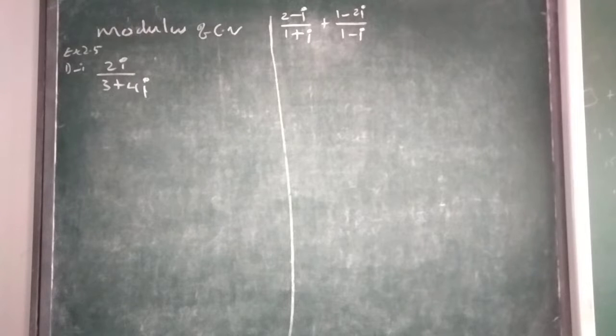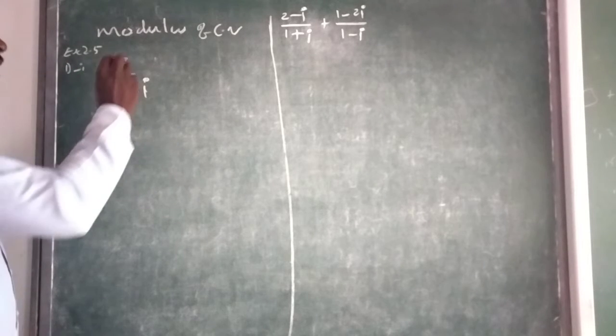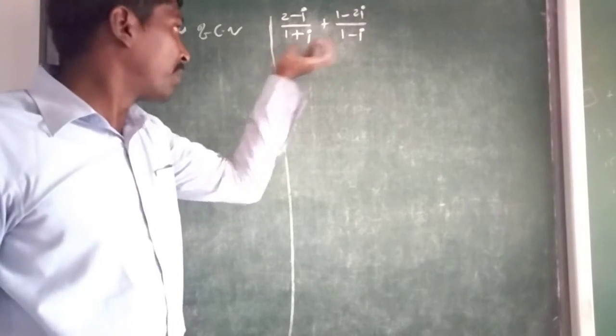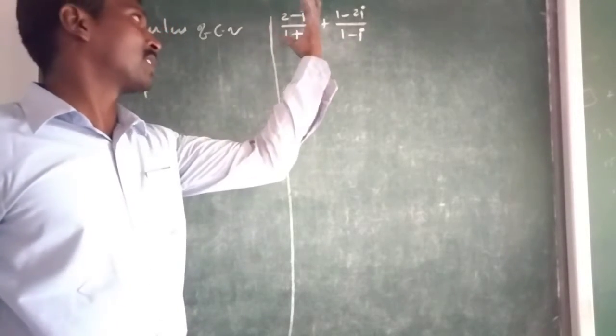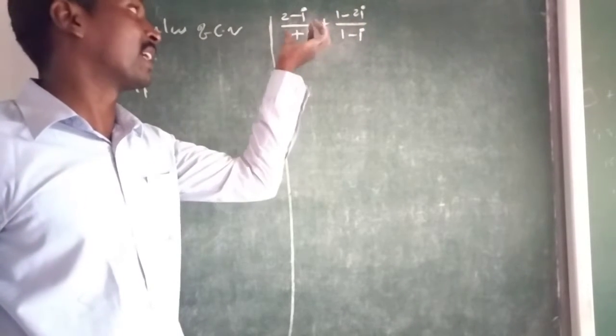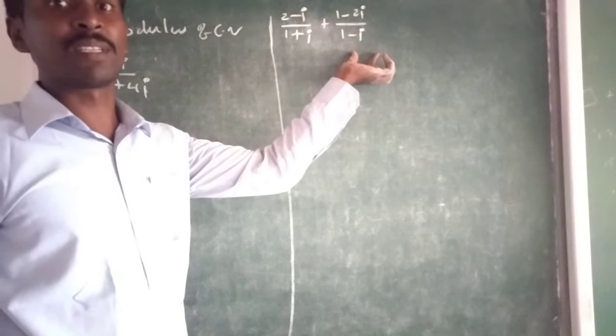Change the complex number into rectangular form, and then you can apply the modulus, that is also fine. But you can also consider it as a single term, so individually take the modulus for the numerator and the denominator. But the second one is a sum of two. This is one complex number, and we have one more complex number. But here we can't take them together. We can't take the modulus of the complex numbers separately.